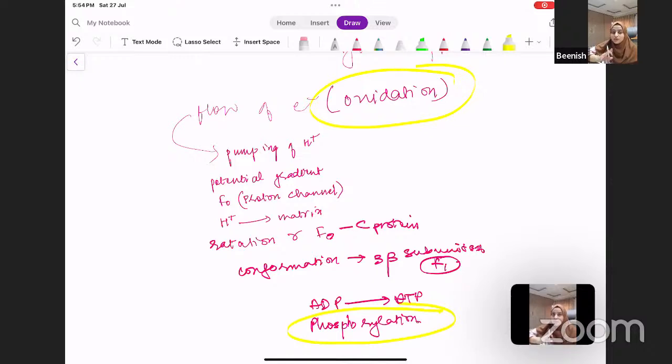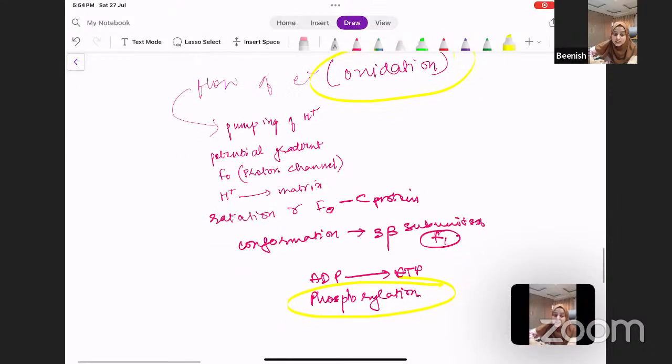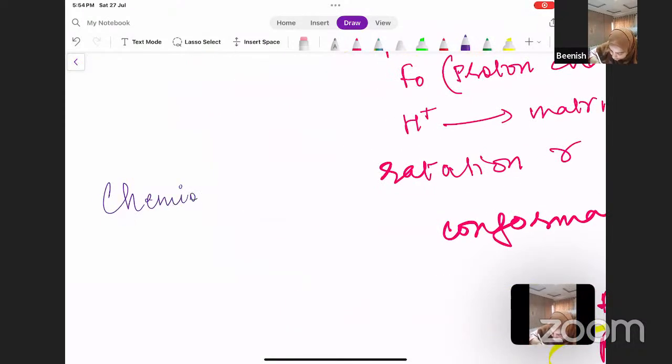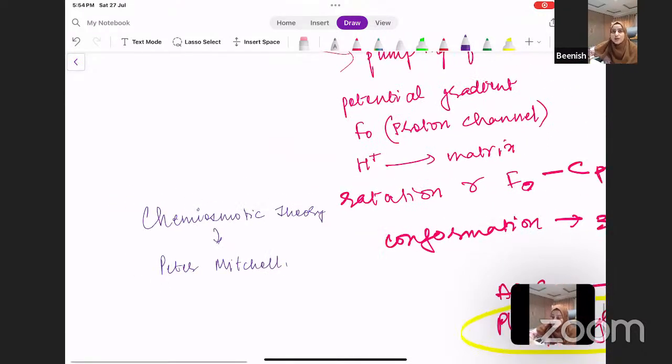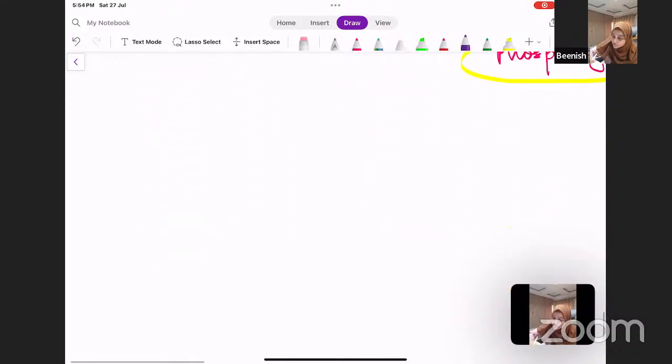Okay, so you've seen how oxidation is coupled with phosphorylation, and this theory of oxidative phosphorylation is known as chemiosmotic theory, and it was given by Peter Mitchell. Okay, so I hope it's clear. So with this, we come to the end of oxidative phosphorylation or biological oxidation. And I don't think there's anything left to explain. I've explained in detail, and if you've paid attention, I think that was more than enough.